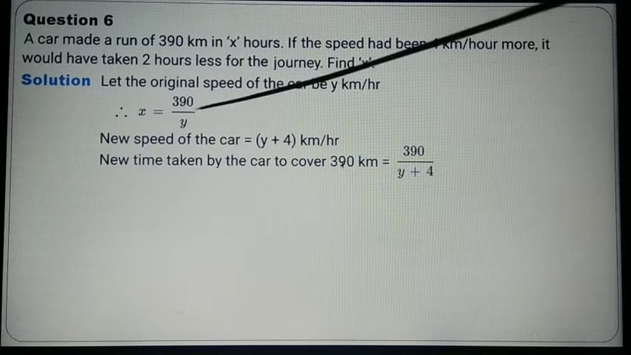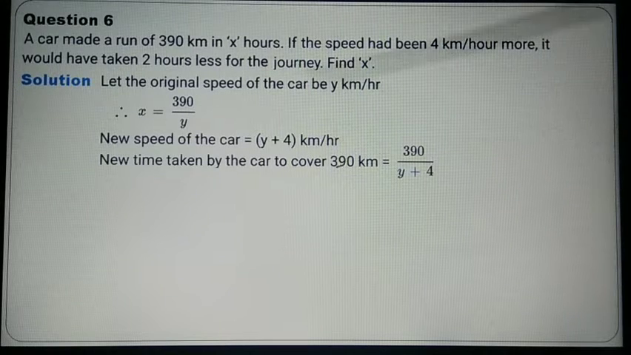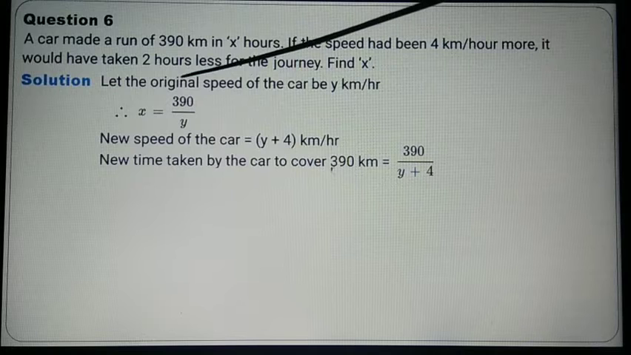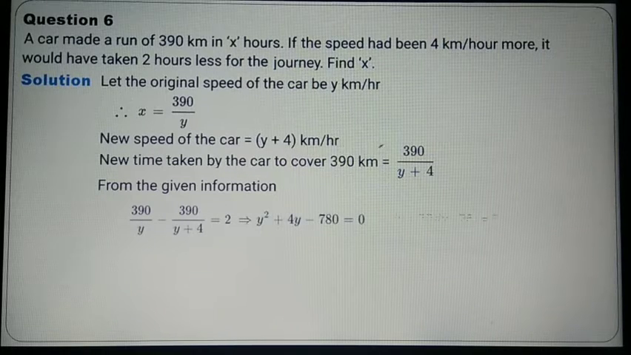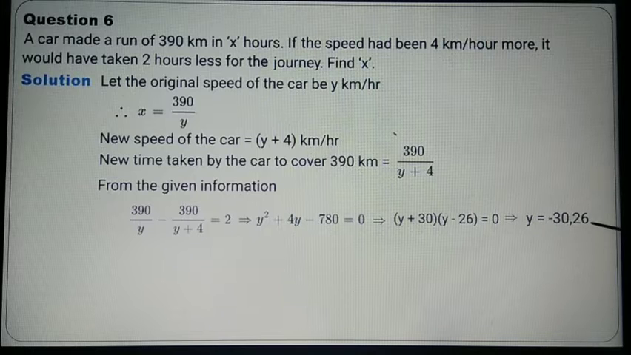So that means this minus this will be the 2 hours, right? So from the given information we are going to have 390 by y minus 390 by y plus 4 is going to be 2. So arrive at this quadratic equation, solve it, you will get the value of y to be minus 30 and 26. Obviously minus 30 will not be the value for y, so the value for y will be 26.